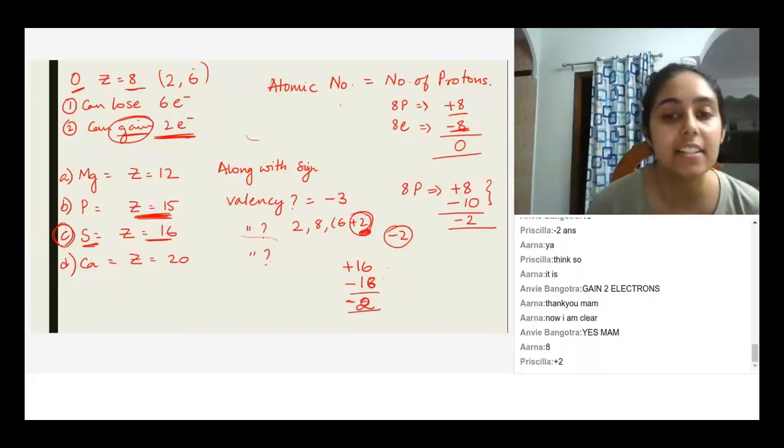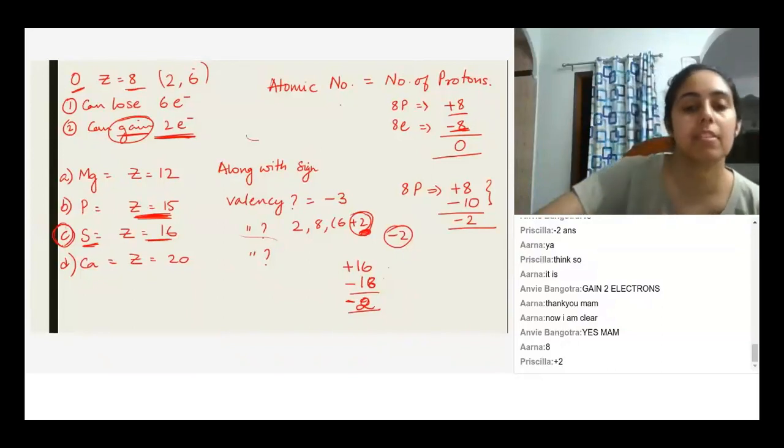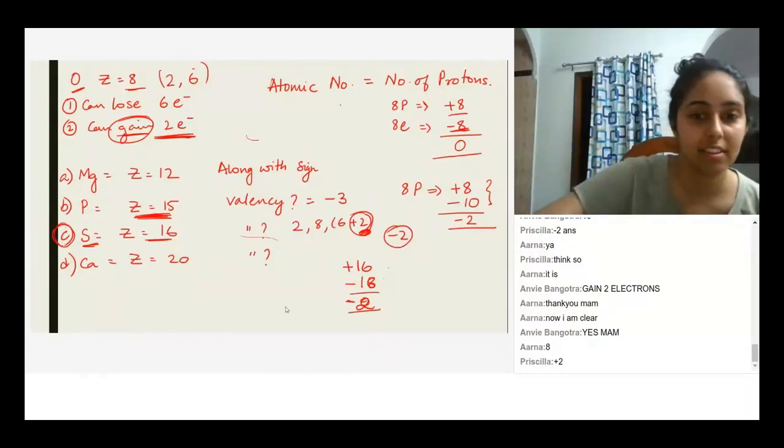Arna, what is the electronic configuration of calcium? 2, 8. Okay, ma'am. Sorry, I actually took it as 2, 8 and 2, instead of 2, 8, 8, 2.